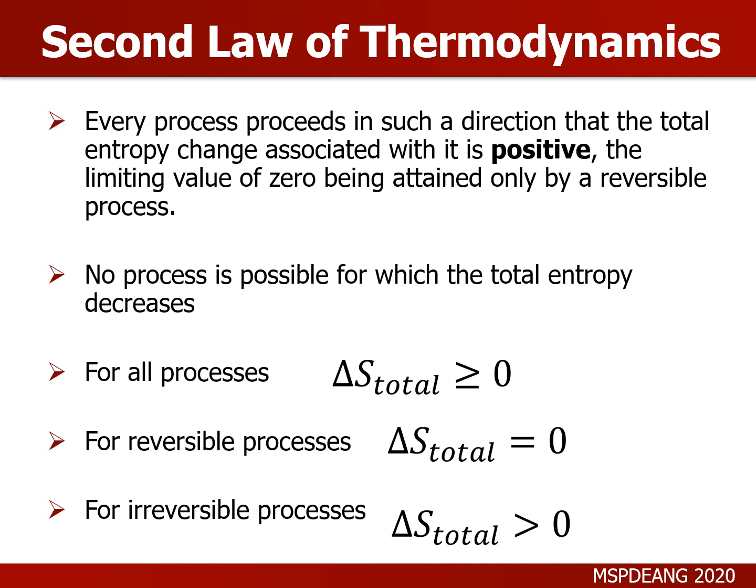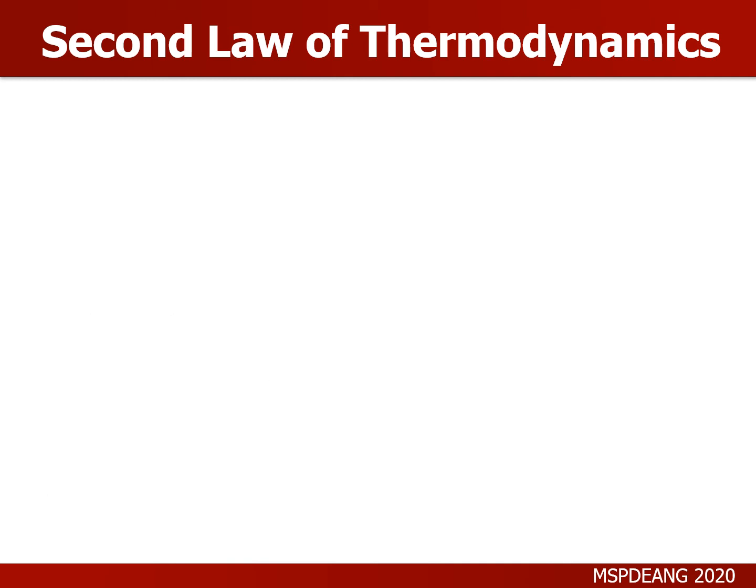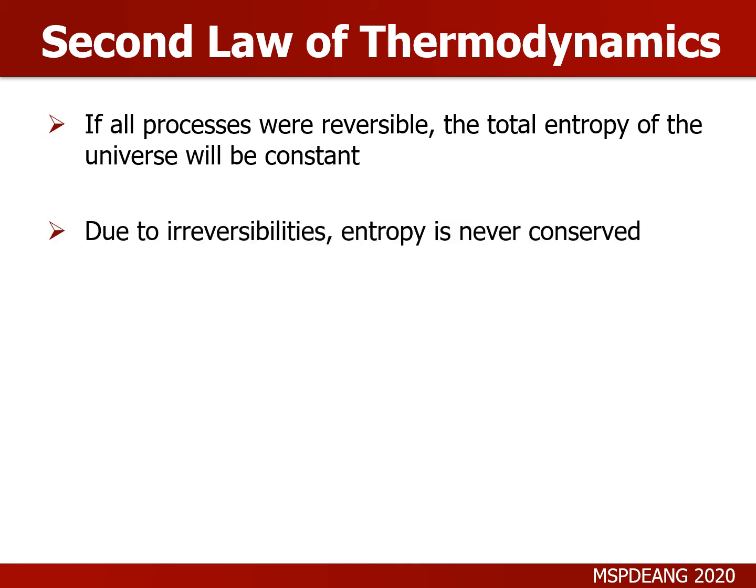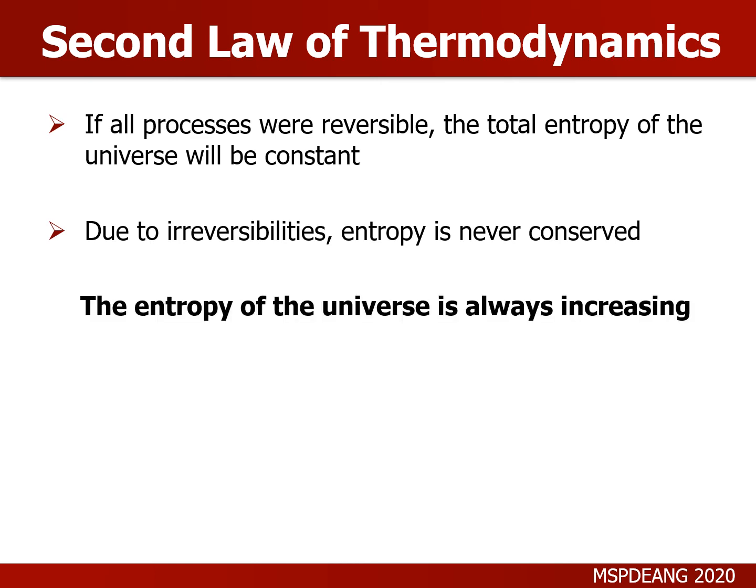Okay, so to evaluate the total entropy change, it is not only the entropy change of our system, but also the entropy change of our surroundings. With that, since alam natin na for irreversible processes, the entropy should increase, okay? Unlike energy, which is always conserved, if all processes were reversible, the total entropy of our universe should always be constant. However, all of our processes are irreversible. Therefore, entropy is never conserved. Therefore, another statement of the second law of thermodynamics is the entropy or disorder of the universe is always increasing.